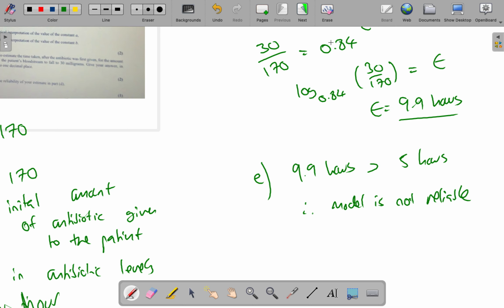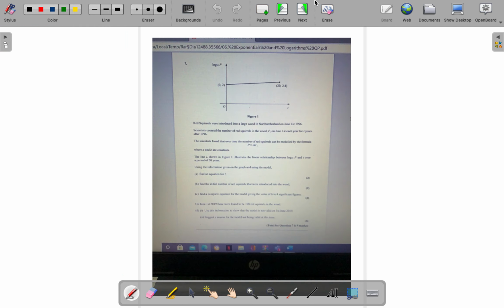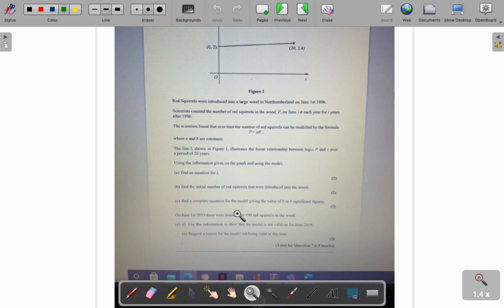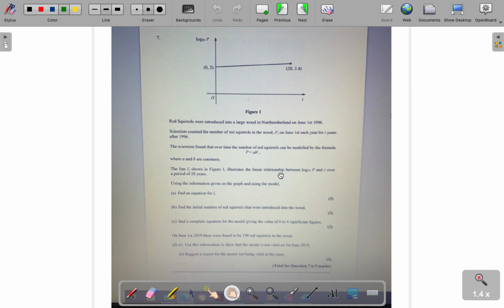So let's have a look at the next question then. So question 3 of what we're given. Okay, so the next question then is, we are given a setup here. Red squirrels were introduced into a large wood in Northumberland on the June the 1st, 1996. Scientists found that over time, the number of red squirrels can be modelled by the formula P equals AB to the power T. The line L shown in figure 1 illustrates the linear relationship between log base 10 p and t over a period of 20 years.